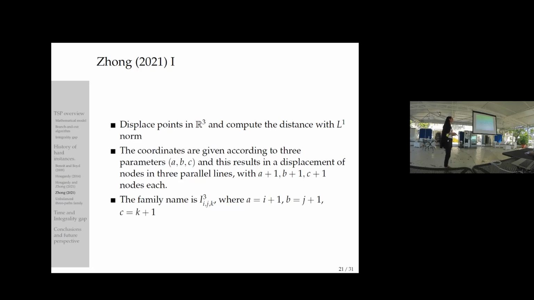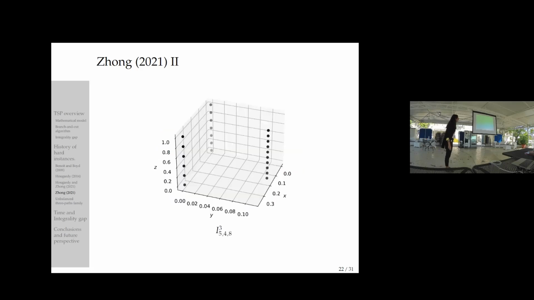The coordinates in this case are given according to three parameters, and this results in a displacement of nodes on three parallel lines. The family name in this case is the one reported on this slide, given according to these three parameters that are strongly related to the parameters provided by Benoit and Boyd in 2008. I don't know if the shape is clear, but it is a Euclidean three-dimensional space. We have three parallel lines, and the distances between points on the same parallel line are computed according to what Boyd and Benoit did, while the distances between the non-connected points are computed according to the L2 norm. In Boyd and Benoit, the non-connected points were computed according to the shortest path. Here we have the L1 norm, so a small modification. And you can find one instance as an example.